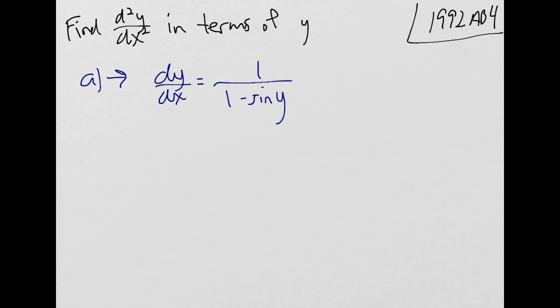So the last part of this problem says find d squared y dx squared in terms of y. Now that looks really confusing, but that just means find the second derivative of the equation up at the top in terms of y. So this was the first derivative in terms of y. So we just want to find the second derivative.